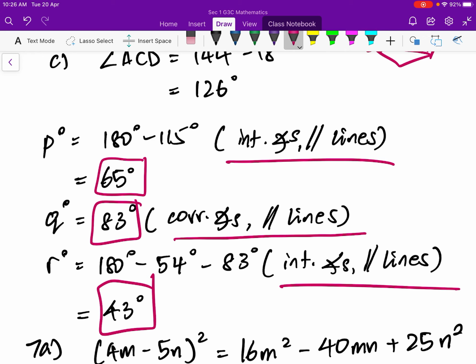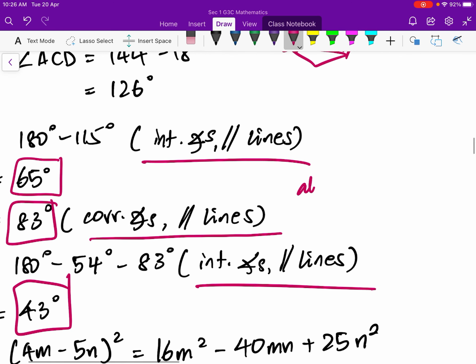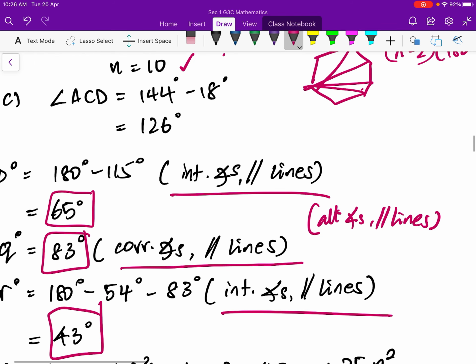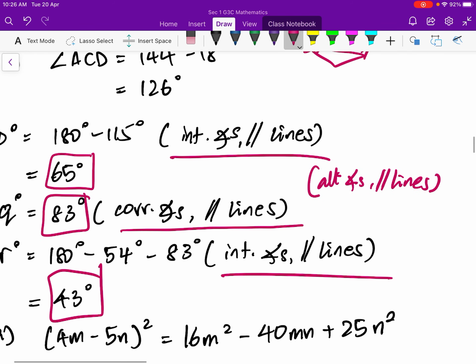So you could be using alternate angles, parallel lines for some of your working also. Okay, so in my own working, I only needed to use corresponding and interior angles. You can choose to use alternate angles. So important thing, make sure our 3 values are the same.